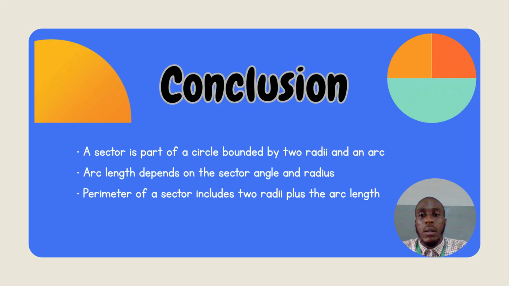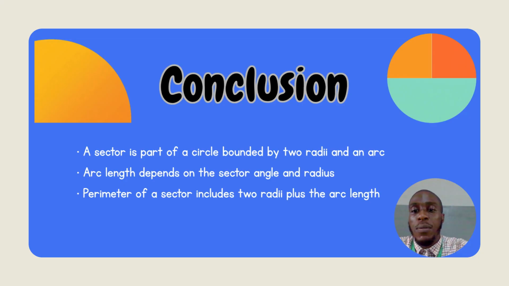Okay. In conclusion, we have done a lot, but basically we have talked about what a sector is, and I told you that a sector is a combination of two radii and an arc length. So a sector is part of a circle bounded by two radii and an arc, and the arc length depends on the sector angle and the radius.